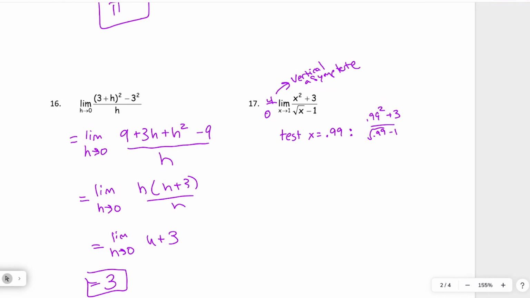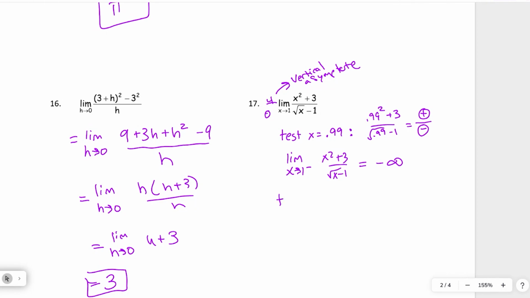I just care if it's positive or negative. We can see clearly that the numerator is positive, and the square root of 1 is 1. So the square root of 0.99 has to be smaller than 1. So that means some number smaller than 1 minus 1 is going to be negative. So to the left, we're going to negative infinity. In other words, the limit as x approaches 1 from the left of this function is negative infinity. So a better way to say it is probably that it doesn't exist because it goes to negative infinity, but that's the basic idea.